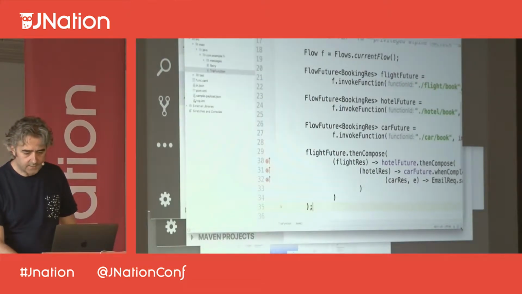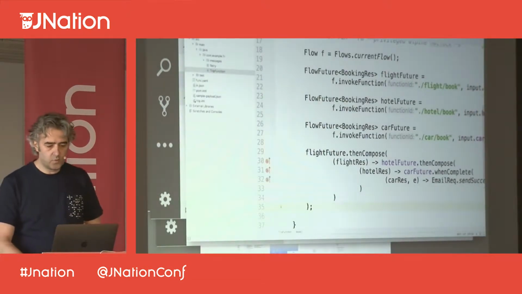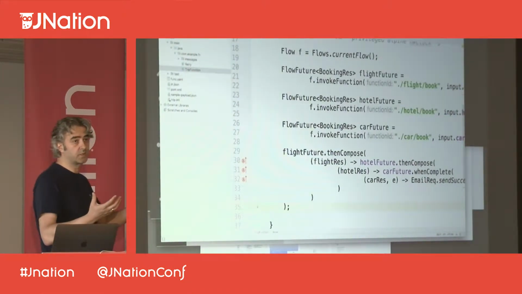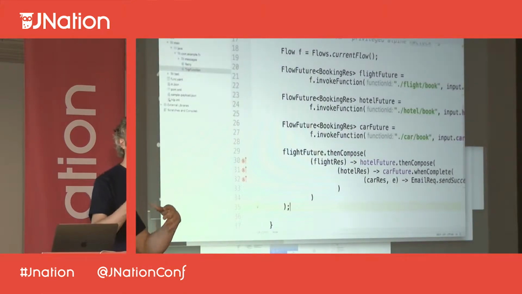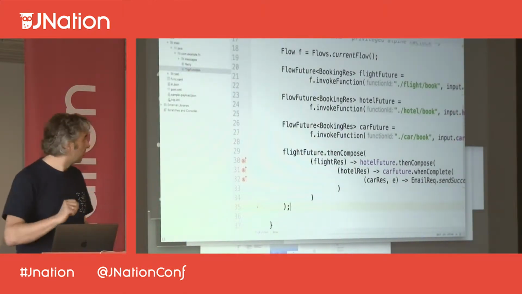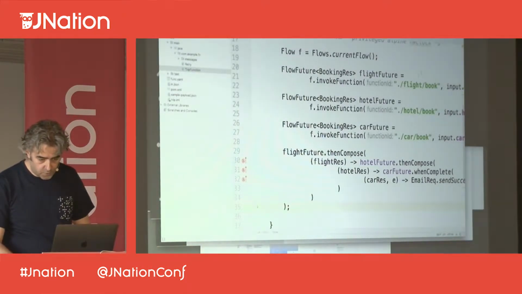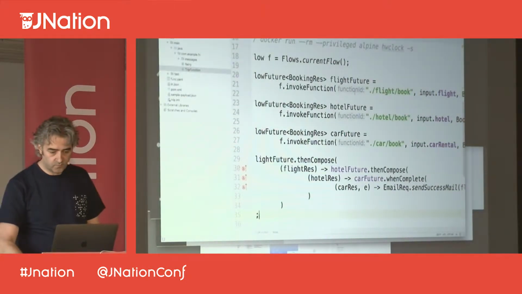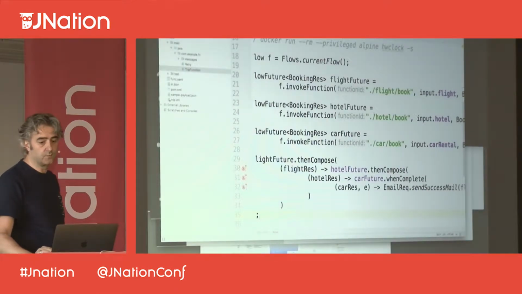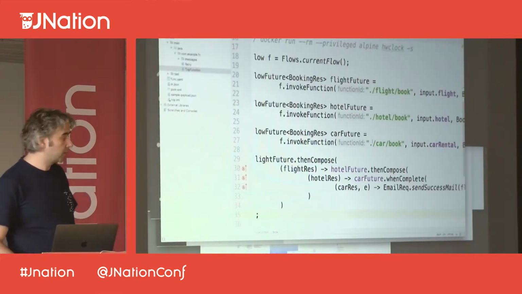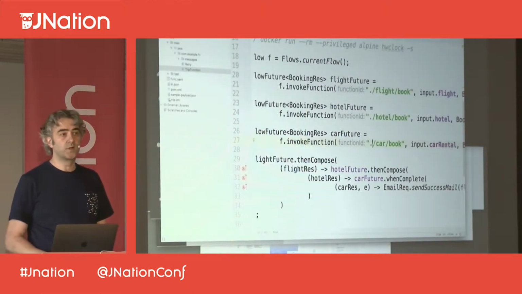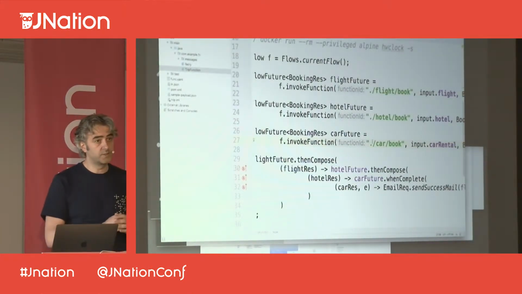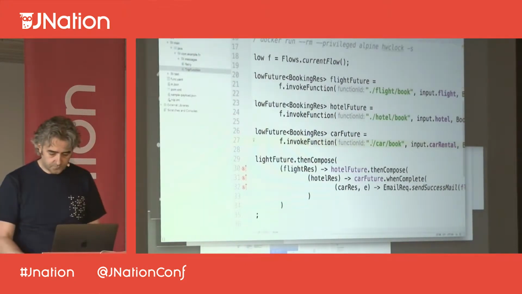So what I'm doing next is creating multiple flow futures. A flow future is basically a future object that will contain at some point in time the result of a remote function invocation. The first flow future will contain the result of the flight booking invocation. The second one will contain the result of the hotel booking invocation. And finally, the third one will contain the car booking result. It will contain the result or possibly an error if something goes wrong.